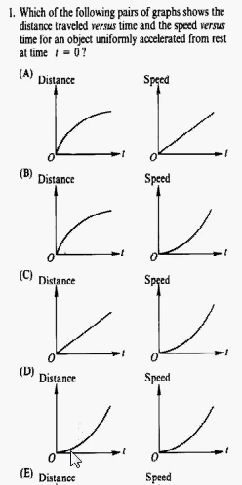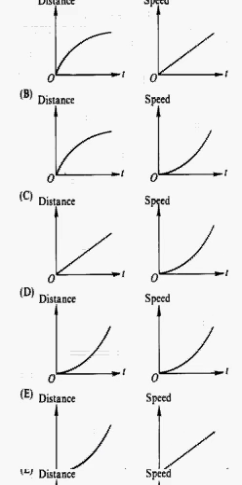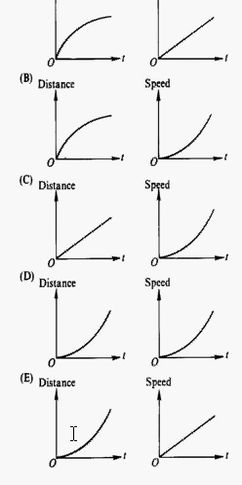In choice D, the slope of the graph is increasing, therefore the speed is increasing, and it's the same for choice E. The slope is increasing, and therefore the speed. So we are left with choices D and E. Now let's see the second graph.